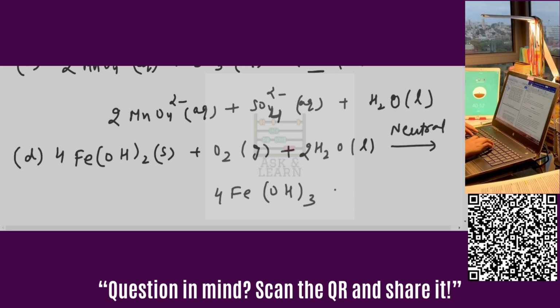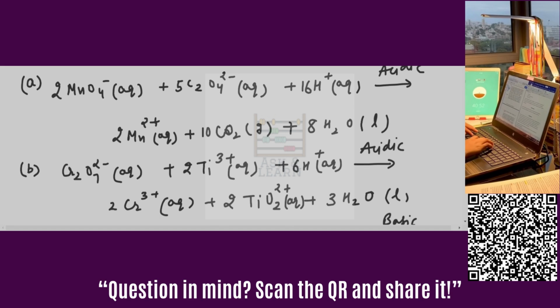So we can easily check the charge as well as the atoms in equation 1. See here, 2 manganese atoms are present, here again 2 manganese. Total left hand side oxygen is 4 into 2, 8, and 5 into 4, 20. So 28 oxygen on the left hand side, and on the right hand side, 10 into 2, 20, plus 8, 28 oxygen on the right hand side. Now 16 hydrogen on the left hand side and 16 hydrogen on the right hand side.